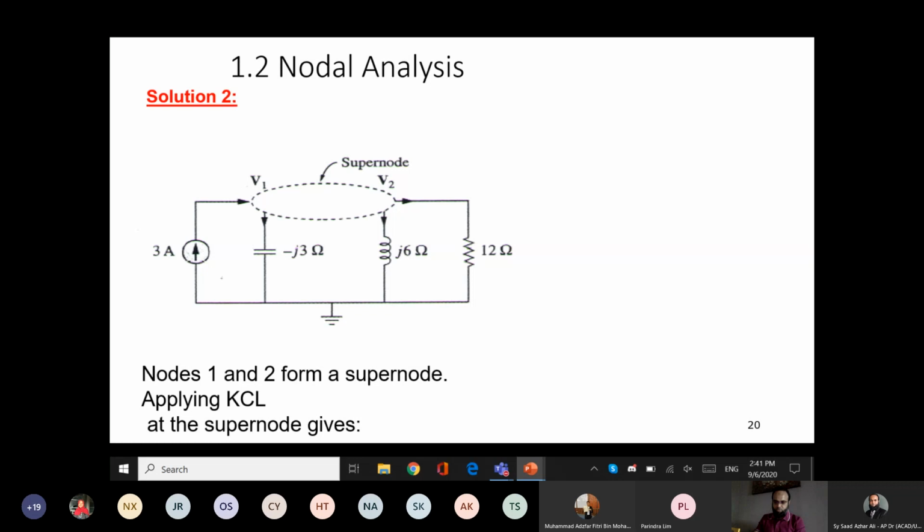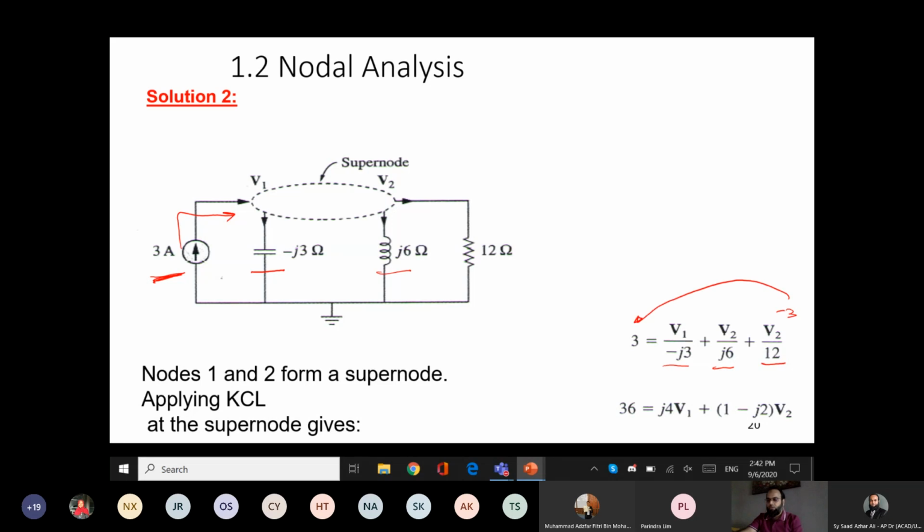Applying KCL at the supernode, I just wrote the equation, we will get this particular equation. So 3 V1 minus V1 upon minus J3 for the capacitor, V2 upon J6 for this inductor, and V2 upon 12 for this, and this is also the current source. Normally I take it towards the node, it was supposed to be actually here, but I bring it on this side. And simplifying it, we get an equation. So this is one equation.